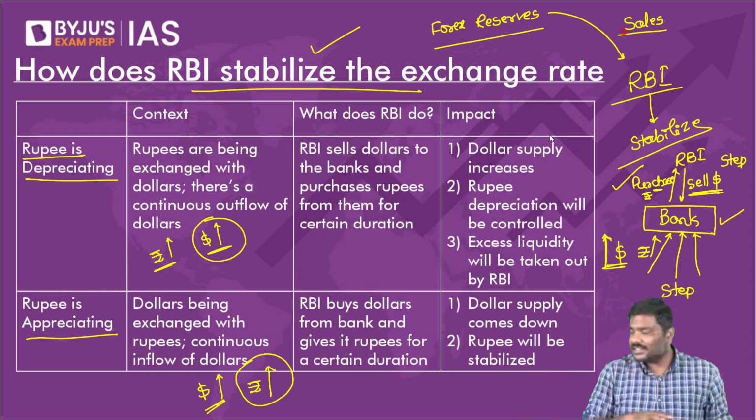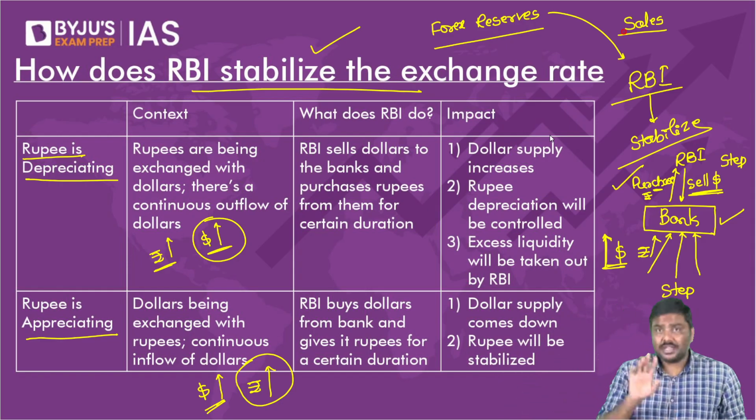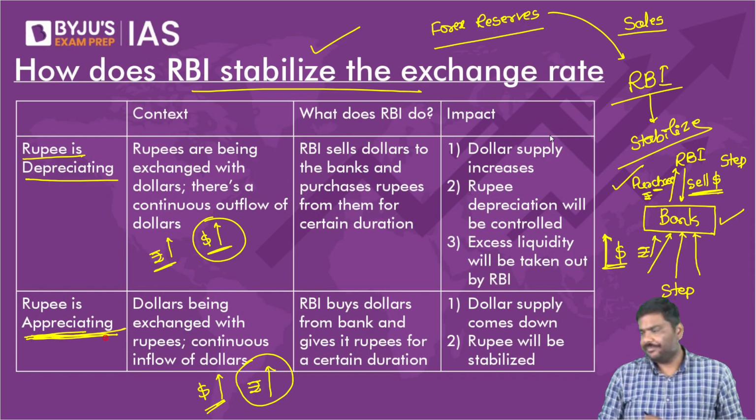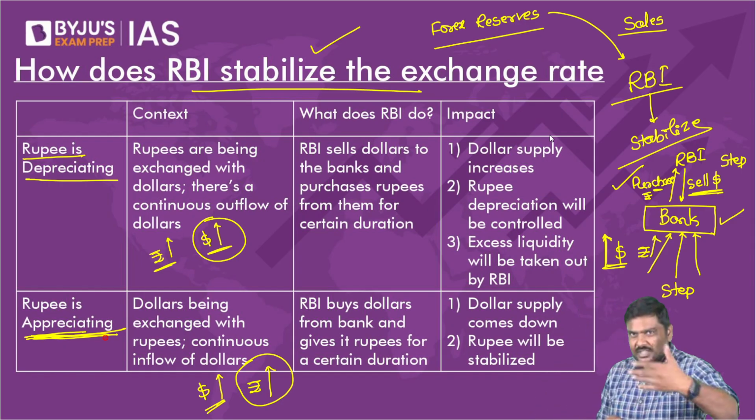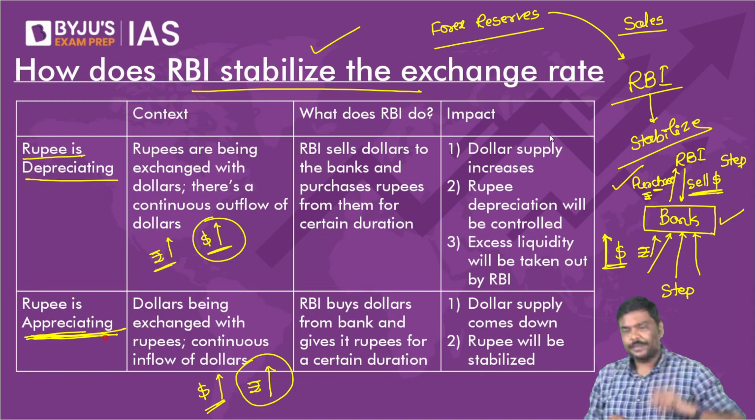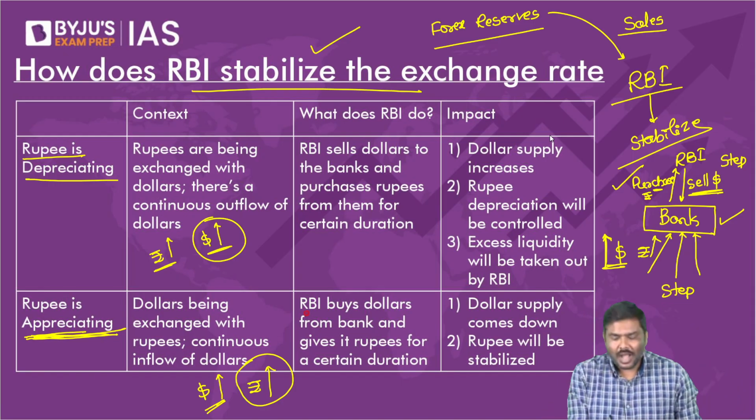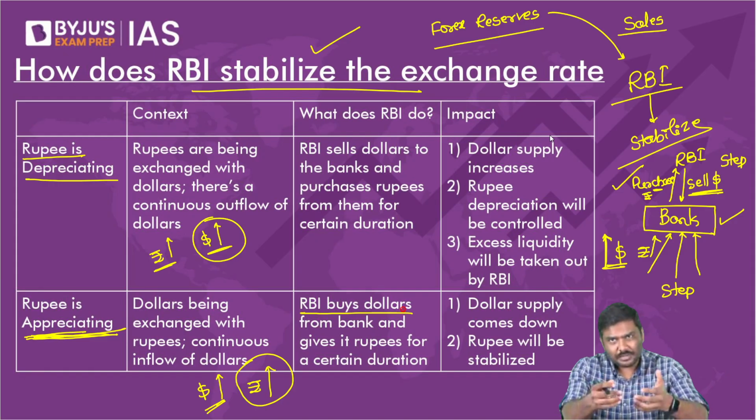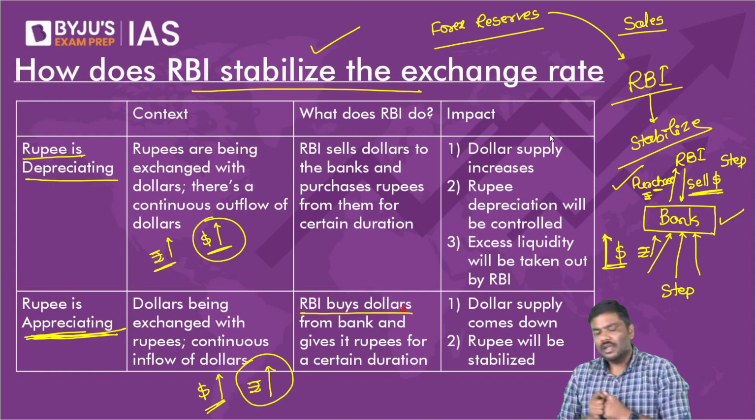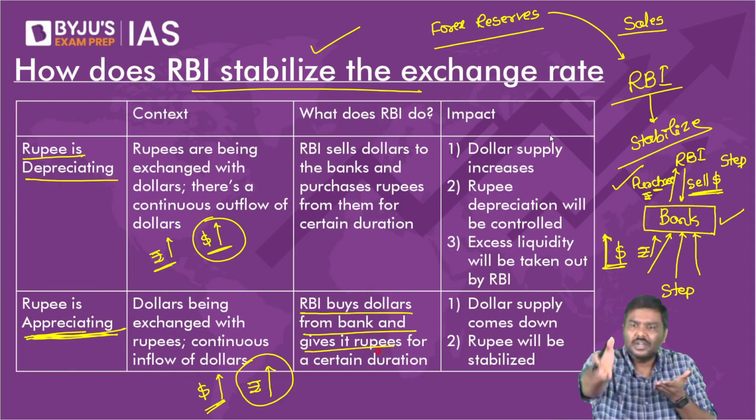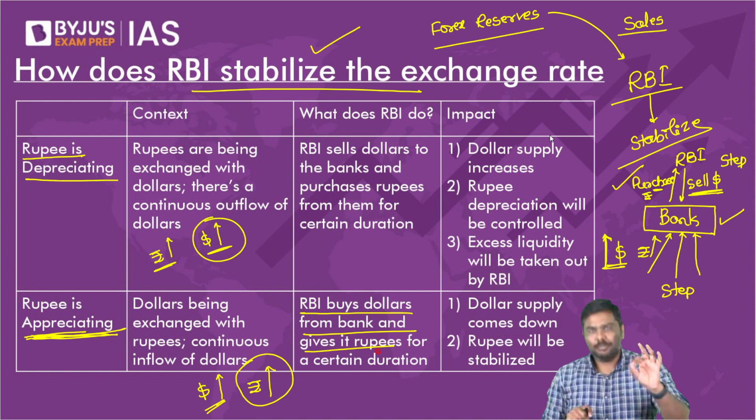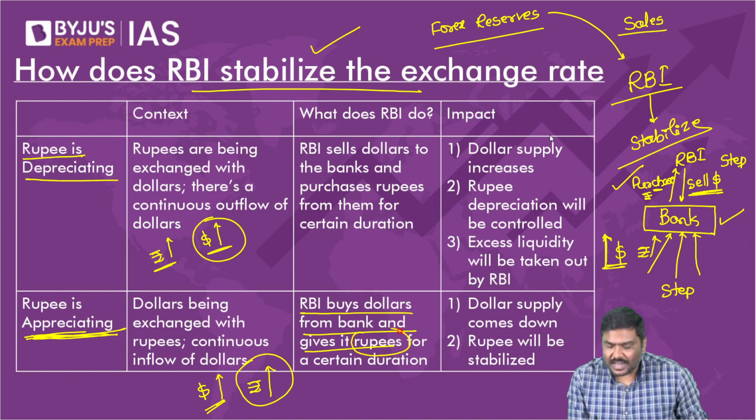Anybody has a problem with this? Please do let me know. Right? On the other side, understand this carefully. Imagine rupee is appreciating, which means supply of dollar in the forex market is very high. Demand for rupees is very high. What does RBI do? RBI will buy dollars. RBI will simply buy dollars because supply is very high. And in return, instead of a dollar, they will give the rupees to the market.